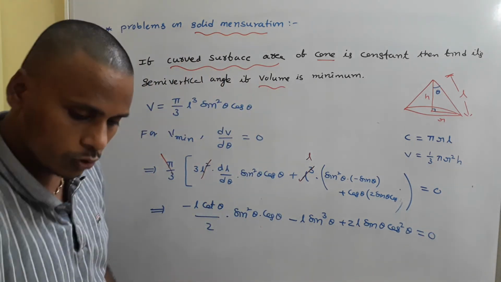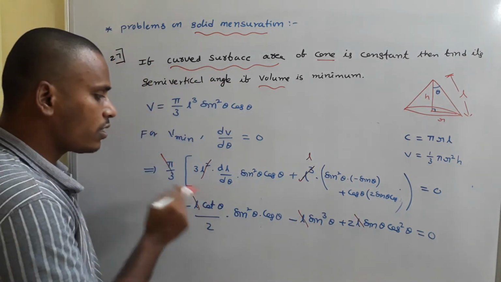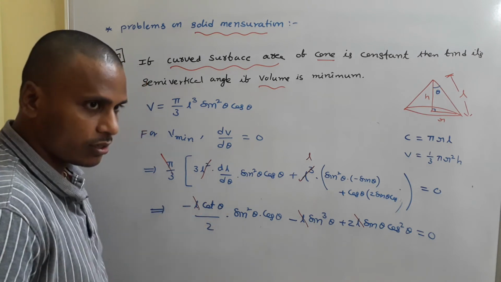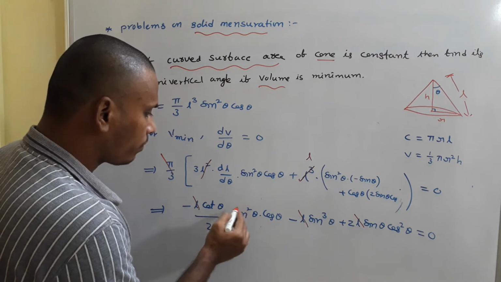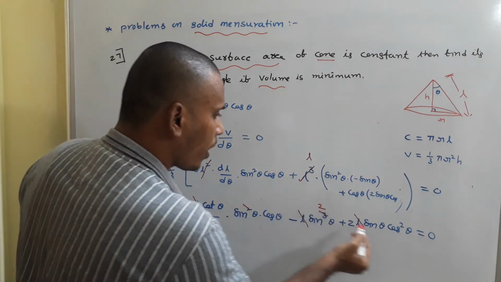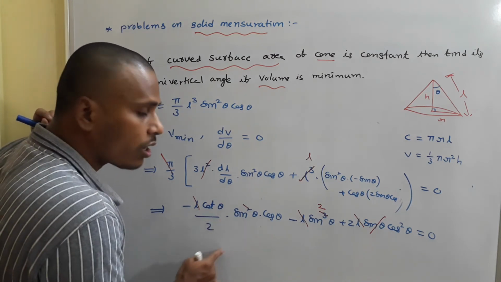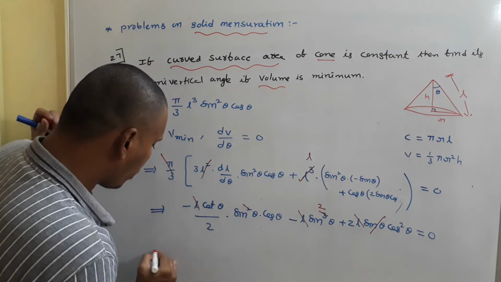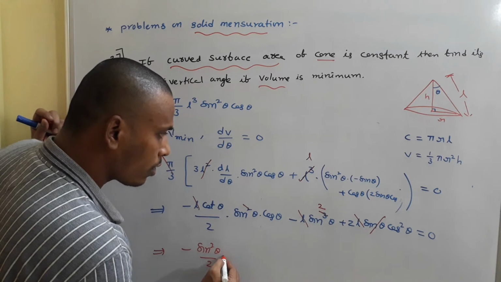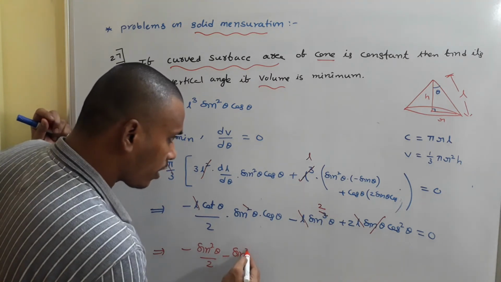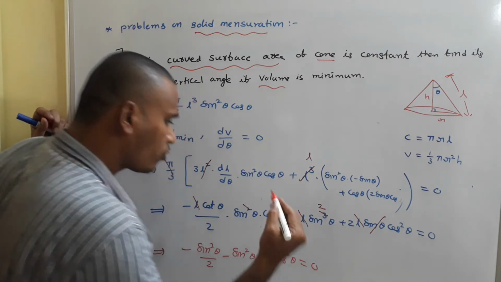Again you just try to cancel out. Since it is equals to 0, you just remove L everywhere. After that, since this is cot theta, sin theta by cos theta. Okay, and there is a chance to cancel out one sin also. Remove one sin. Okay, you will get square and then try to remove this sin. So you left with this is sin theta by cos theta. Cos theta gets cancelled. This is minus sin square theta by 2. Minus sin square theta plus 2 cos square theta is equals to 0.